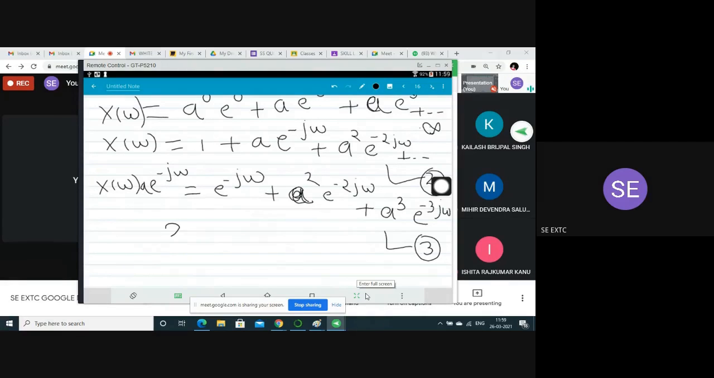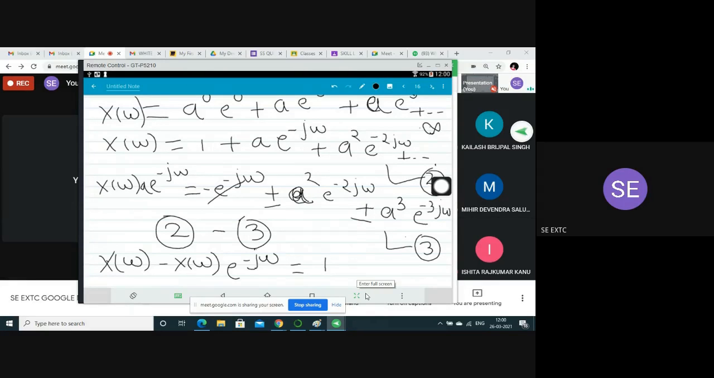Now we are going to do 2 minus 3, and we will get X of omega minus X of omega into e to the power minus j omega is equal to 1, because we are subtracting equation number 3 from equation number 2. So this will get cut, this will also get cut, all the values will get cut, and only 1 will remain here.